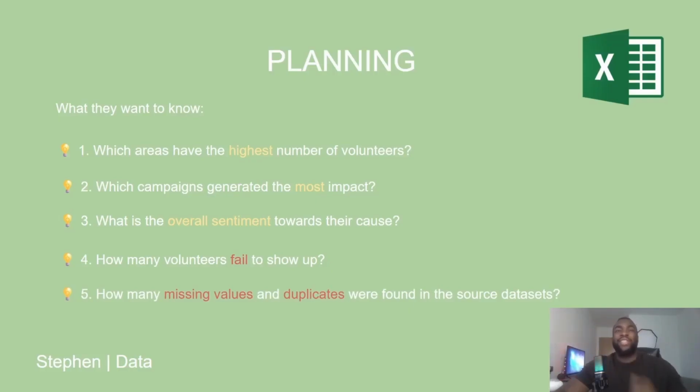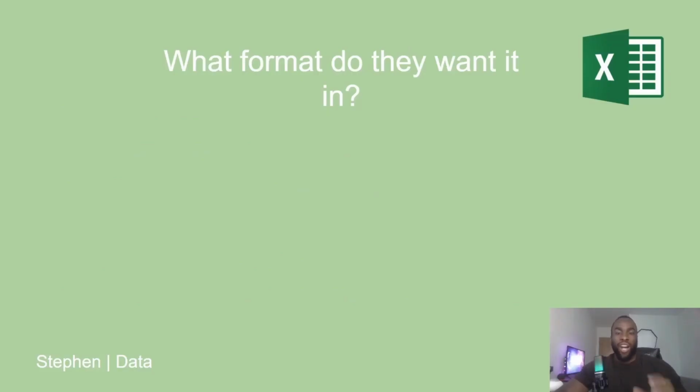And the final question is, how many missing values and duplicates were found in the source data sets? Now, the team understand that the way they're collecting data right now isn't the best approach. So they just want a clear snapshot of the data quality so that they can see how bad the data actually is.